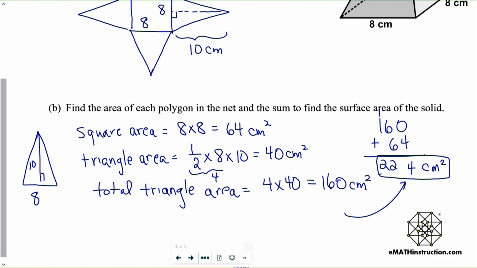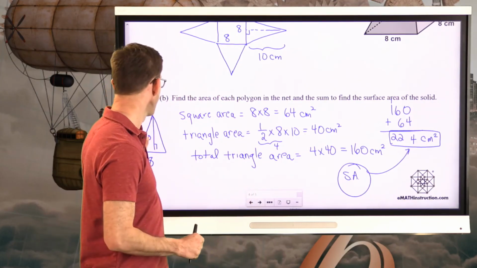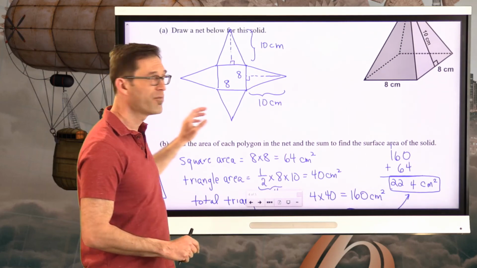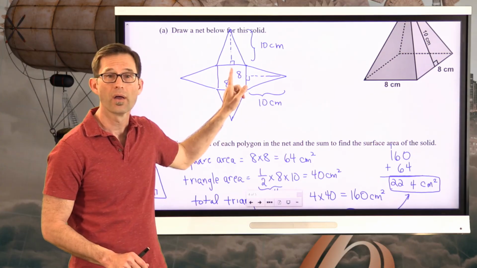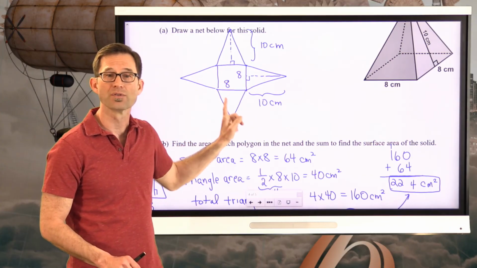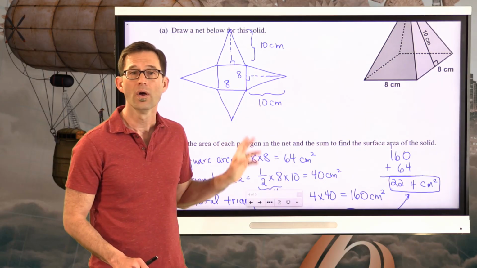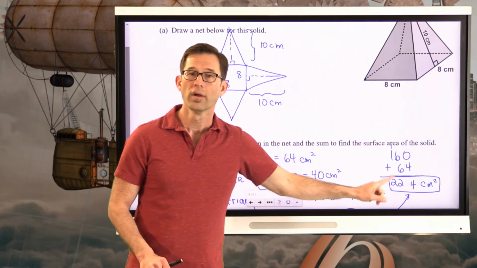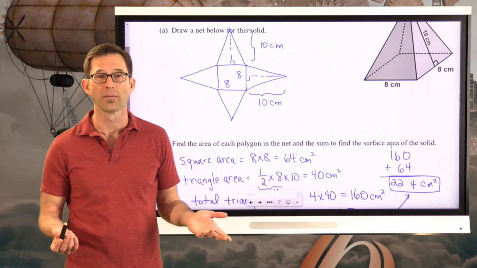Let me make sure everyone is clear about the fact that that is my surface area. But again, all we had to do was simply find the area of all 5 faces, right? 64 square centimeters for that square, and then 40 square centimeters for each of the triangles, 40, 80, 120, 160 in total. 160 plus 64 gives me a total surface area of 224 square centimeters.